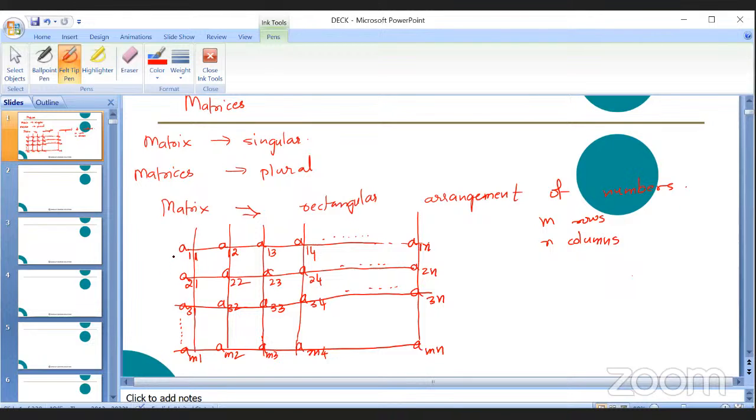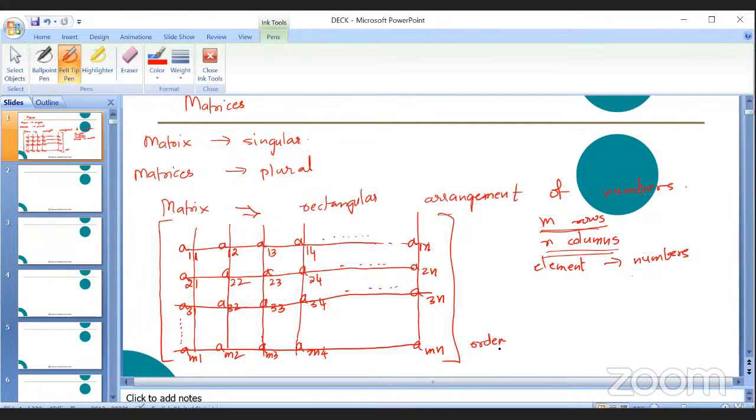Like this, the elements, the numbers, are arranged. Elements means numbers only. You can call elements as numbers or numbers as elements. The elements are arranged like a rectangle. In this rectangle, there are m rows and n columns.